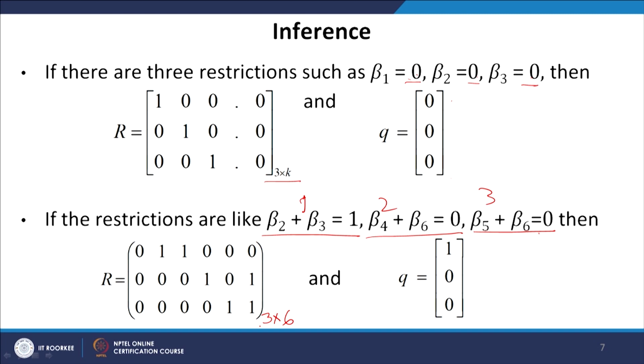First of all, if I now multiply R with beta, then you can see that we will be having beta 2 plus beta 3, that is equal to 1, beta 4 plus beta 6 equals to 0, beta 5 plus beta 6 equals to 0. So, this is how we can actually write multiple restrictions in matrix format. So, a single restriction can be written in matrix format. Similarly, multiple restrictions can also be written in matrix format.